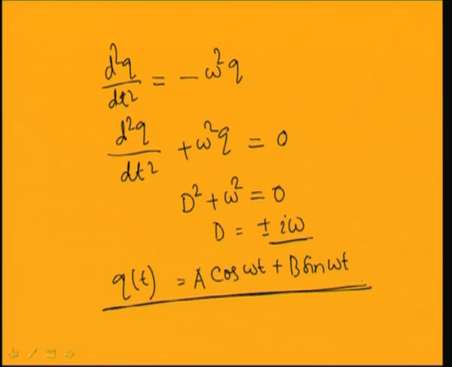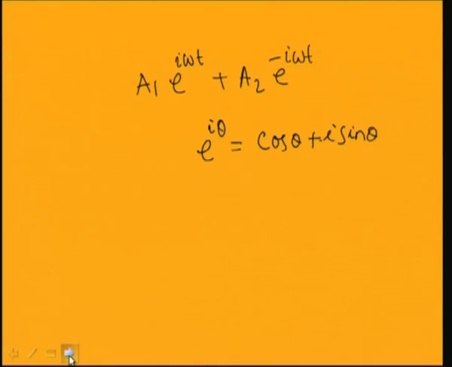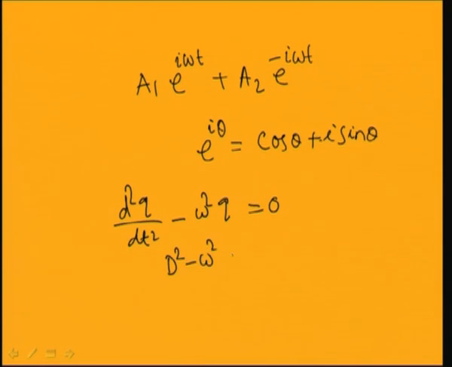So, instead of taking this negative omega square, if someone takes this as positive omega square, then the equation becomes d square q by dt square minus omega square q equal to 0. So, in this case the auxiliary equation becomes d square minus omega square equal to 0, or d equal to plus minus omega. So, if d equal to plus minus omega, then the solution can be written as q t equal to a1 e to the power omega t plus a2 e to the power minus omega t.